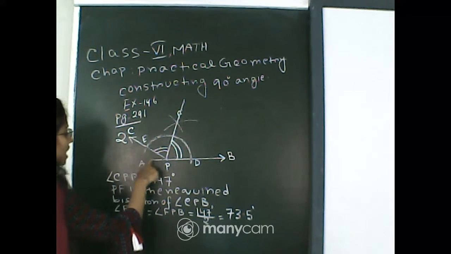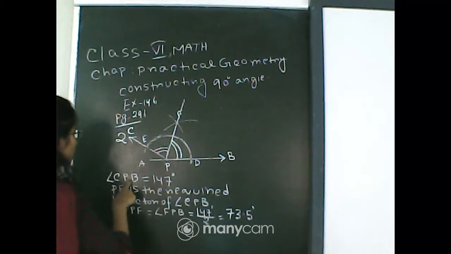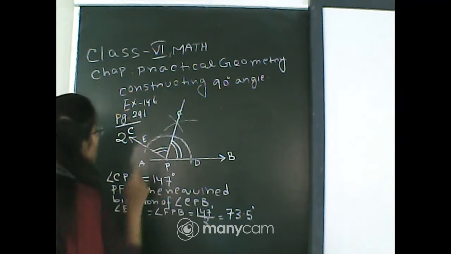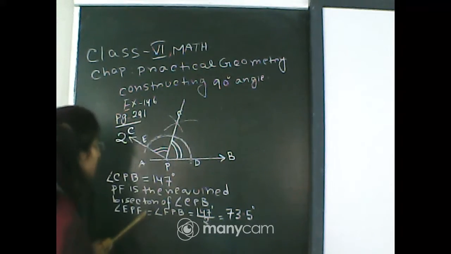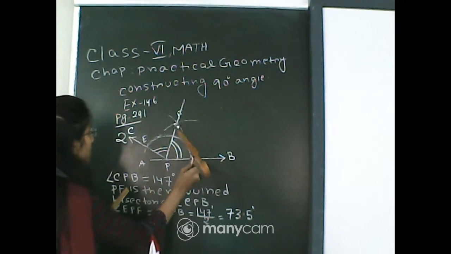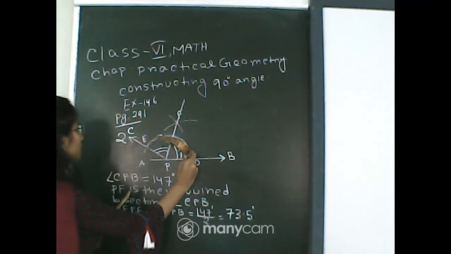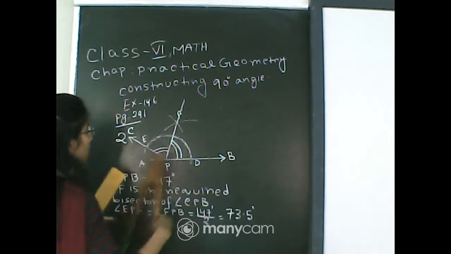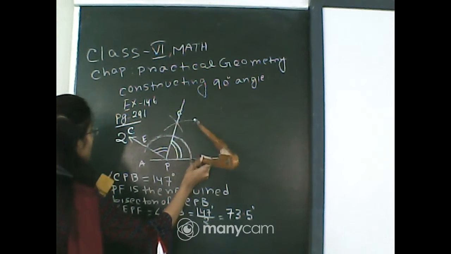Again I repeat the process. First we draw the angle 147 degree, angle CPB is equal to 147 degree. Now we bisect this angle. For this we first place the pointer of compasses at D and take the radius more than half the length DE. This arc is DE. We take the radius more than half the length DE and draw an arc.